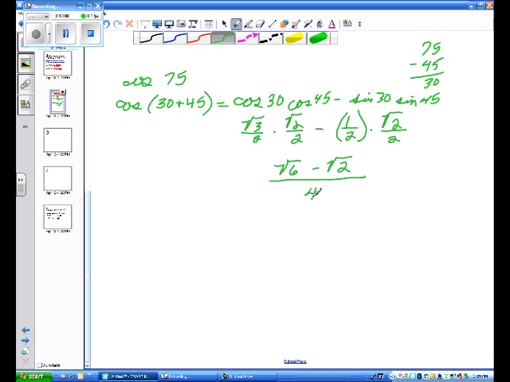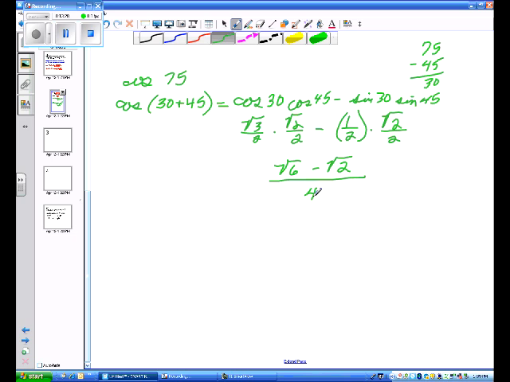And we like to write it in this form. And this is an exact value. And so this helps us then as we go through to find our exact values for angles. And the more things that you can keep exact, the better.